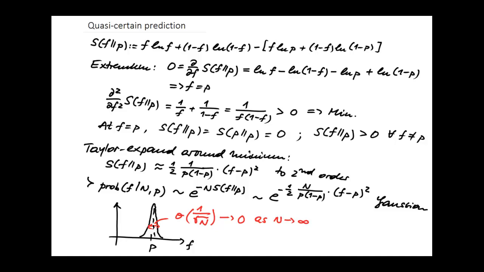Now, are there any mathematicians in the audience? The mathematicians probably know that. This is, of course, related to the central limit theorem. This is a generic feature: in the limit of infinitely many trials in a random experiment, you will approach a Gaussian that becomes smaller and smaller. So the statement that f is equal to p, that's what I mean by a quasi-certain prediction.